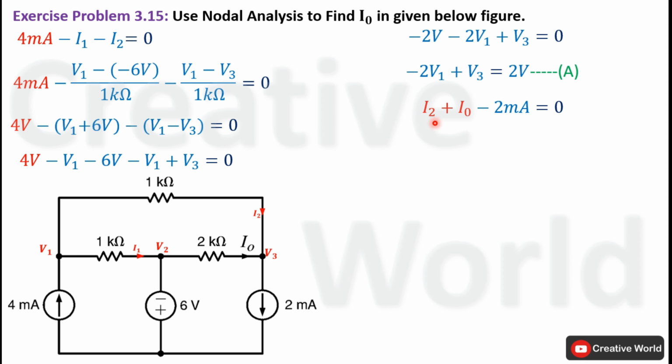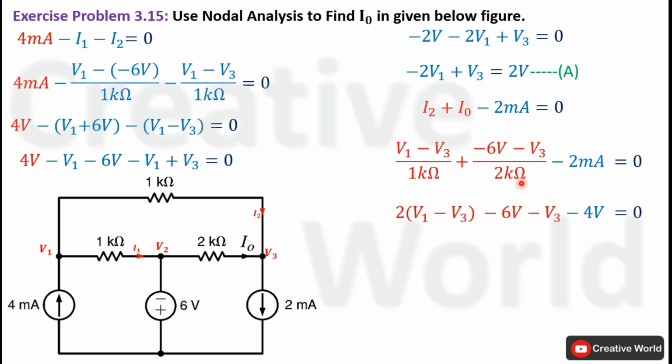Now we have to replace current I2 and I0 with their respective equations. Current I2 will be equal to, as we have calculated in the previous step, V1 minus V3 divided by 1 kilo ohm. Similarly, current I0 will be equal to minus 6 volt minus V3 divided by 2 kilo ohm. In order to omit all denominator values, we will multiply this equation on both sides with 2 kilo ohm. The product of 2 kilo ohm and 1 kilo ohm in the denominator will cancel out with each other.